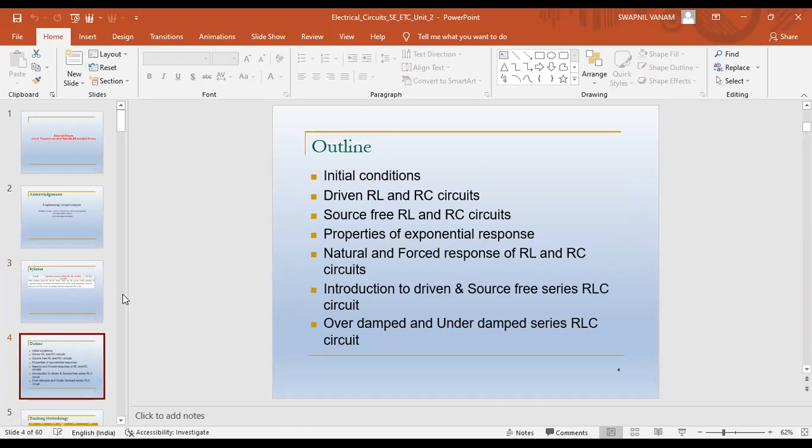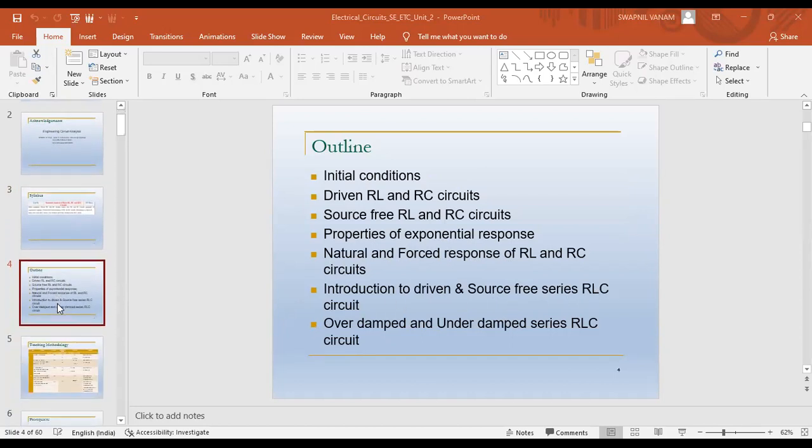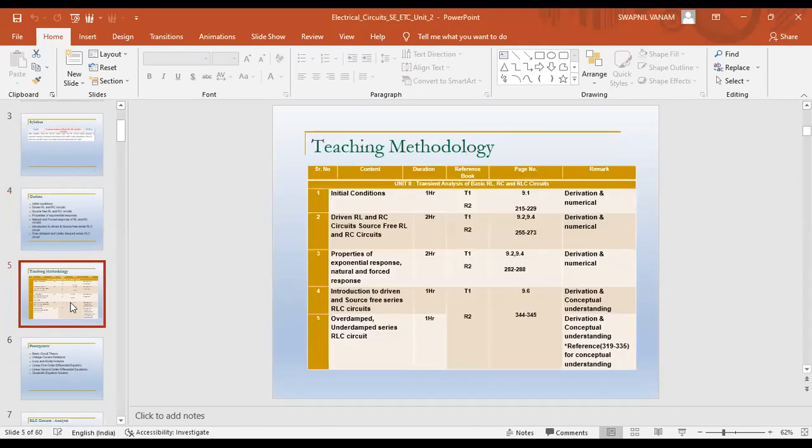So this is the flow we are going to follow: initial conditions, driven RL and RC circuits, source-free RL and RC circuits, then properties, then natural and forced responses of RL and RC circuits, and an introduction to driven and source-free RLC circuits and the conditions associated with them. This slide is about the reference books and reference page numbers, so you can follow the same. You can take a screenshot of this.